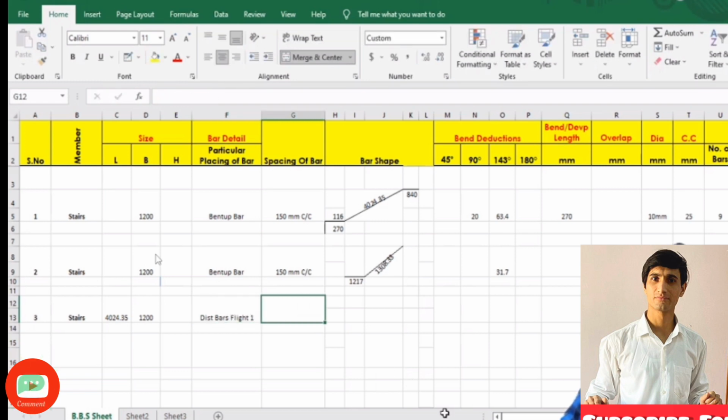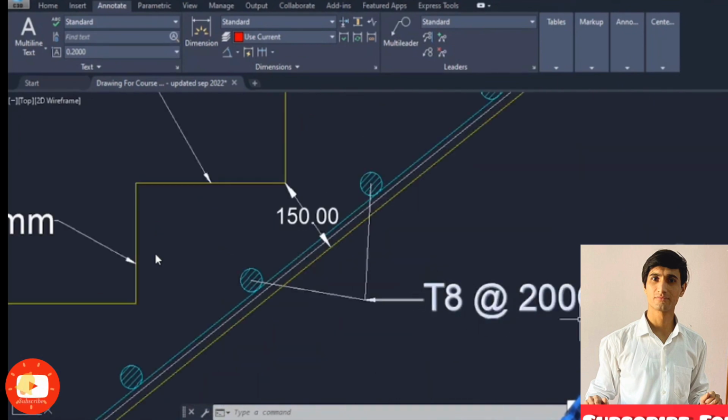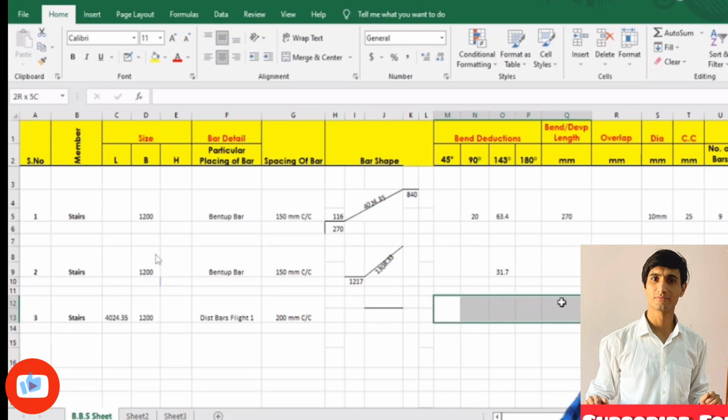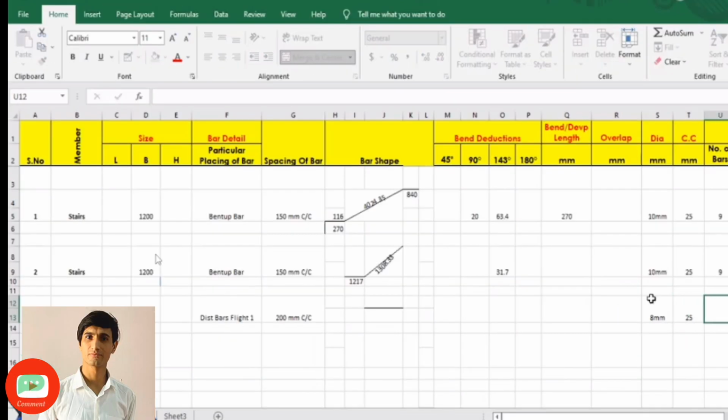Next to it we need to go for the center distance. So it is 200 center, T8 we are using, sorry, 200. Next to it we need to create a shape for this, so click over here, and this is a straightforward shape. Next there is no bend direction over here, no bend development length, no overlap. So dia bar is 8 mm and concrete cover is 25 mm.